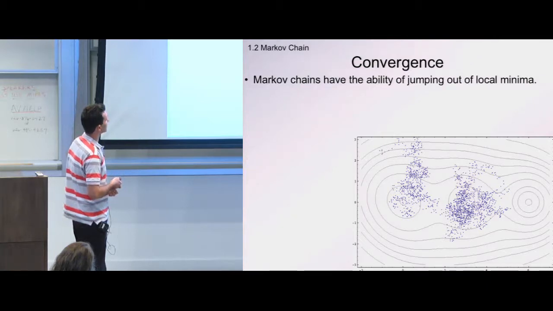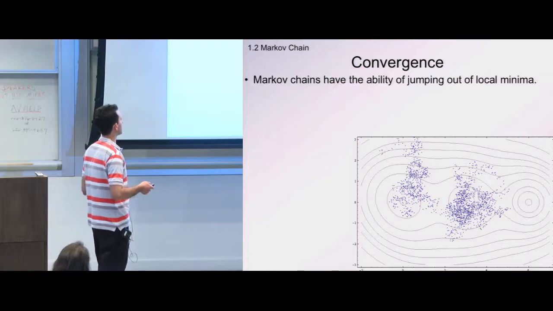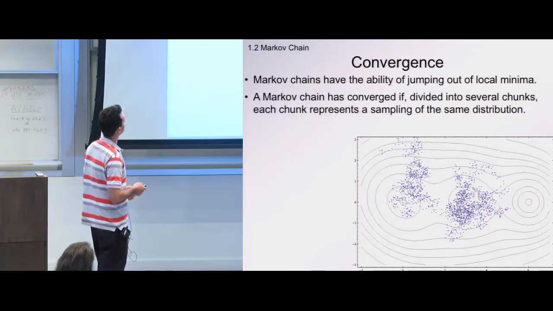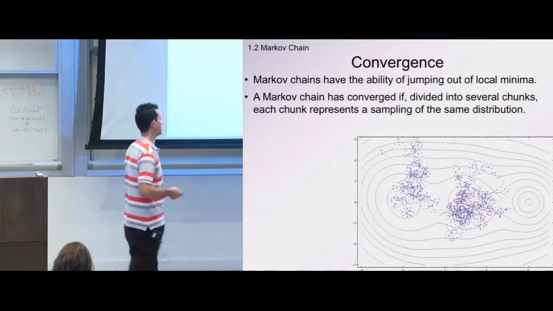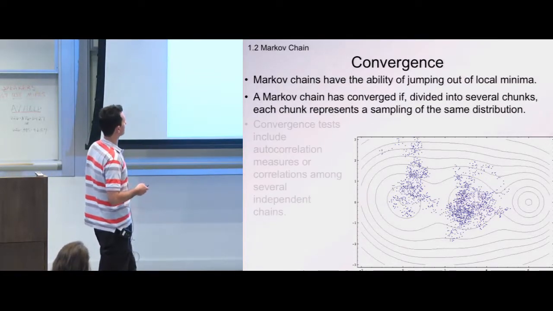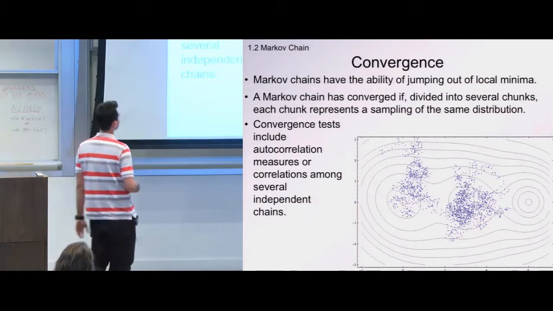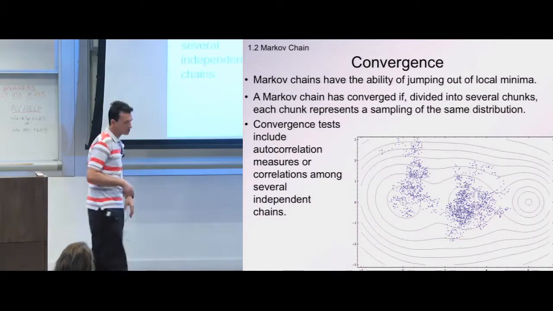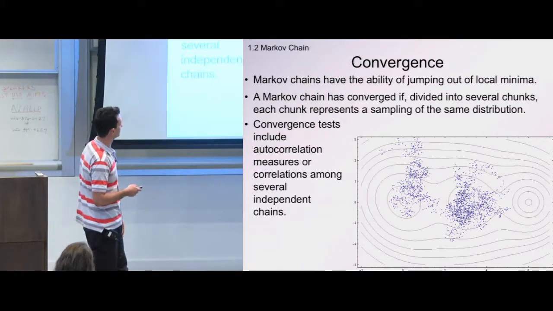You can check the convergence of the Markov chain. This is quite straightforward. In principle, what you have to do is divide the Markov chain into different chunks, and all chunks should represent more or less the same distribution. There are measures for that. There are autocorrelation measures that can be set up. There are many ways of estimating the convergence of the Markov chain analytically. I will not go into this detail.